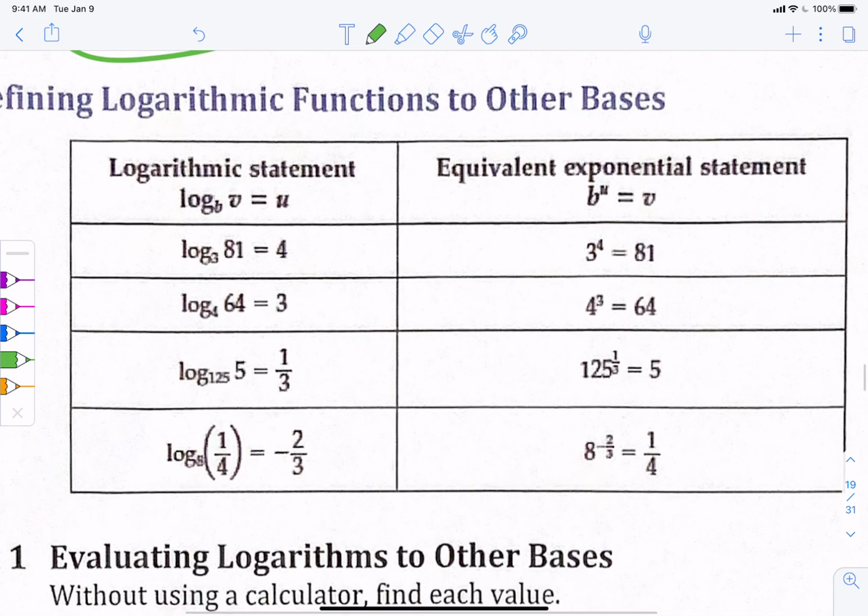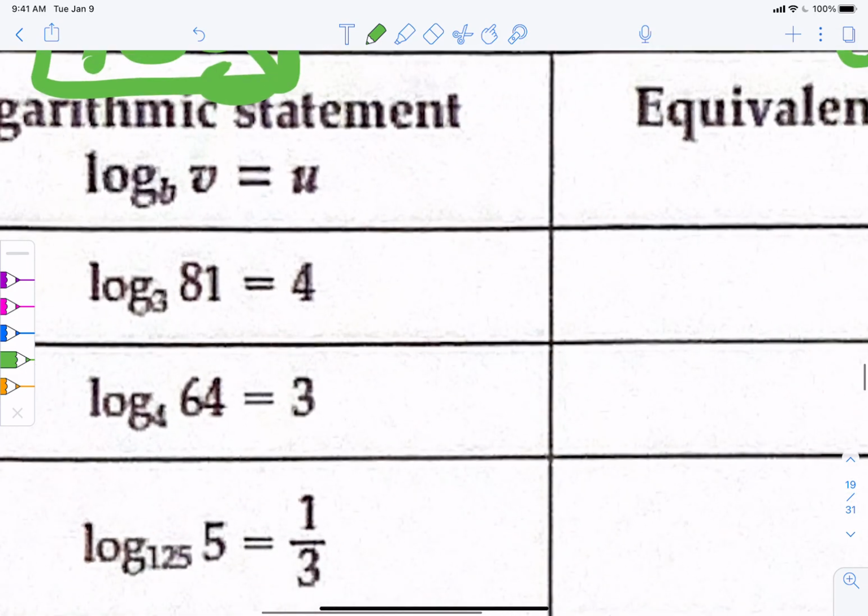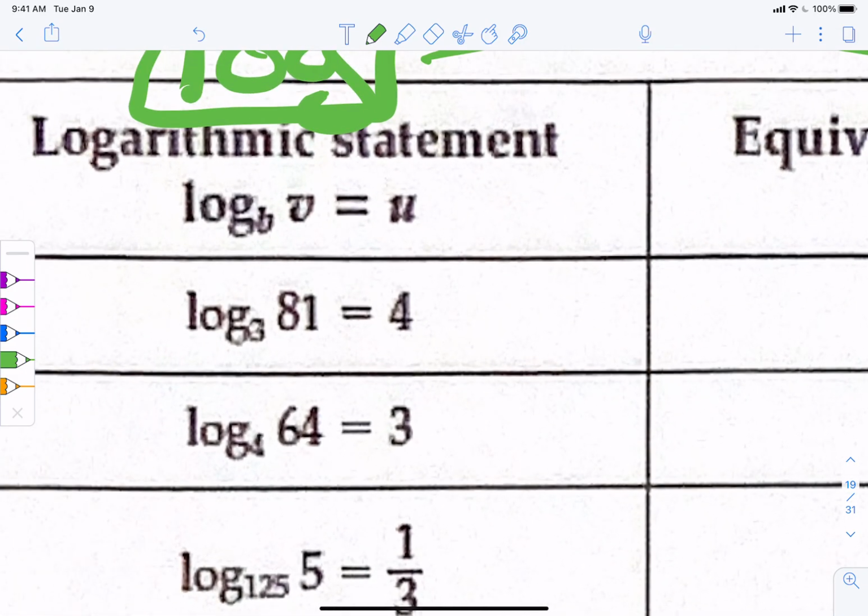This first box is just switching from logs to exponents. Okay. So here's your log box. This is your log column, and here's your exponents. We did this a lot on Friday, just switching back and forth between the two. This is how I'm teaching my algebra kids. They're doing this right now.